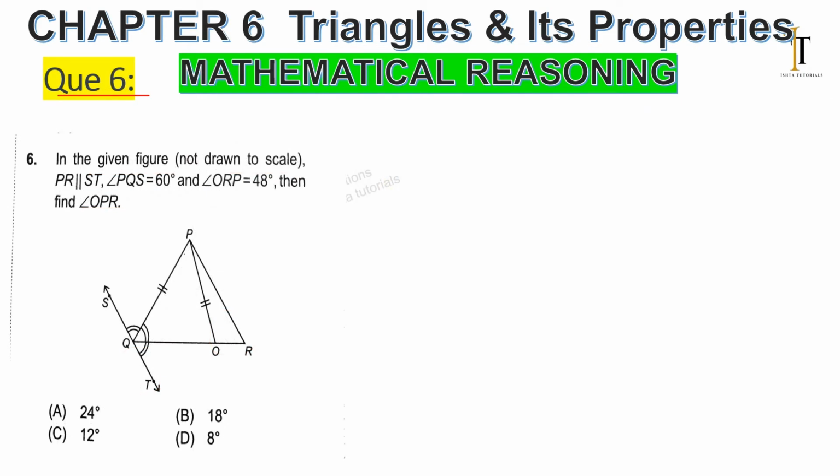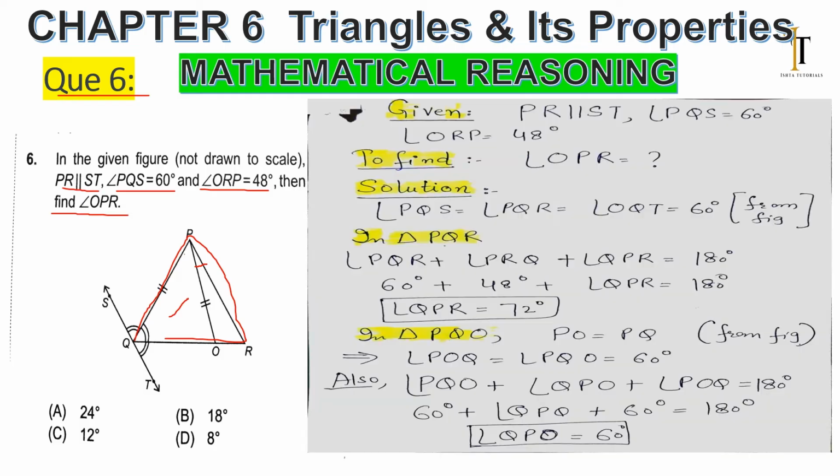Question number 6. In the given figure, PR is parallel to ST and angle PQS is equal to 60 degrees and angle ORP is equal to 48 degrees. Then find angle OPR. So first of all, let's spot where angle OPR is. So here you can find it. Okay, so students, it's very clear that to find this angle, you need to take the big triangle first and then take the small triangle, the triangle on the right hand side. Now let's check in the solution.